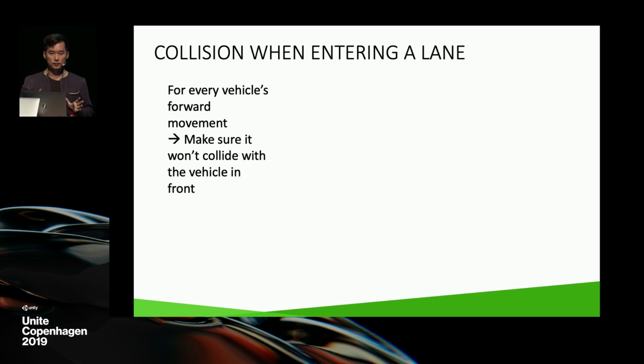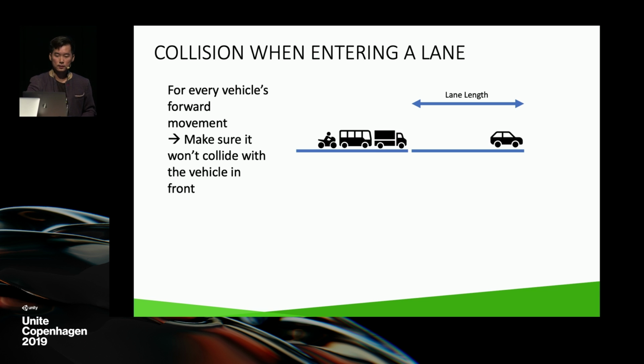So the basic theory behind this is that every time a vehicle makes a decision to move forward, let's say a certain distance, x distance, this decision needs to make sure that there will be no collision during this entire travel of the vehicle, mainly with the vehicle in front. Let's look at this scenario. We have a lane with a vehicle on it, and this is the length of the lane. We have 3 other vehicles.